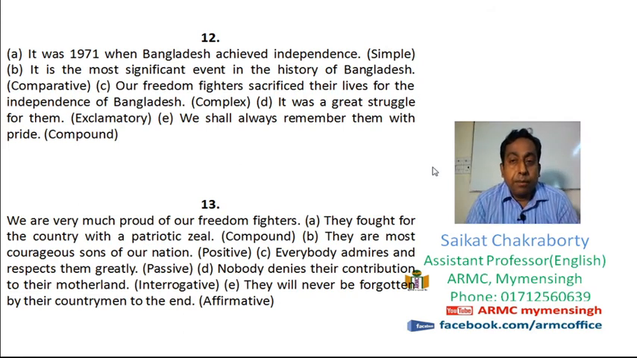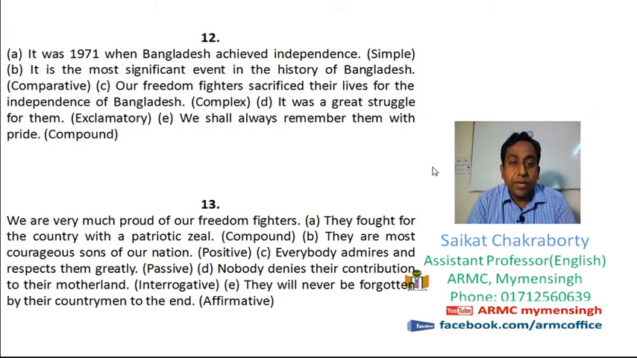Then come to the next number 12. The first one is, it was 1971 when Bangladesh achieved independence. To make it simple, we will change it was, and in place of these two words we will use in, and we will also remove when. So the answer is in 1971 Bangladesh achieved independence.